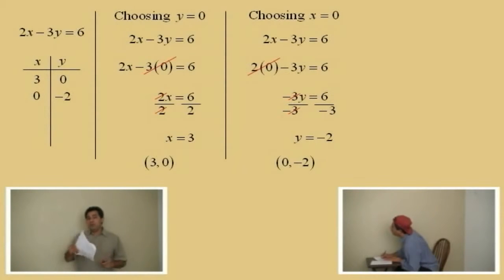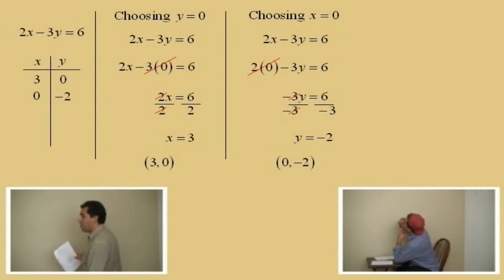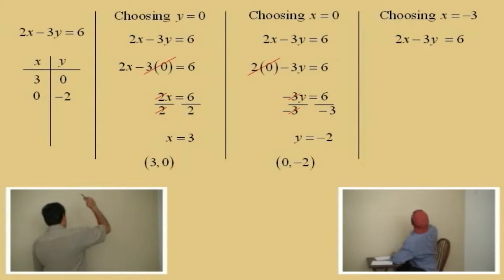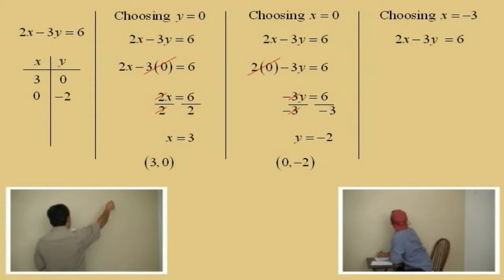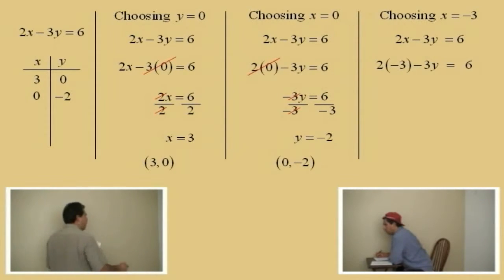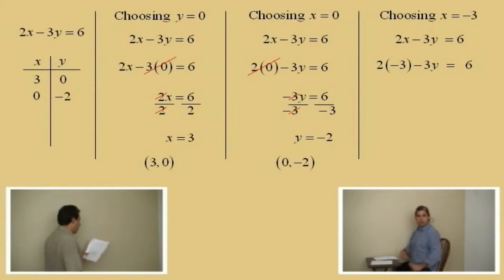Another x value to choose. So we'll go ahead and try that. Let's choose x equal -3 and see what happens. So there we go. Okay, there's our equation. Now we're going to substitute into our equation x equals -3. Sorry about that.